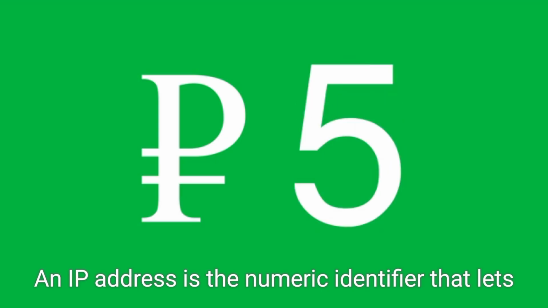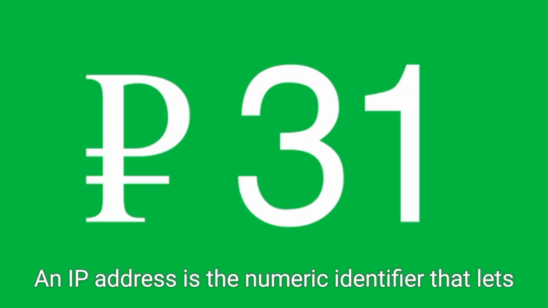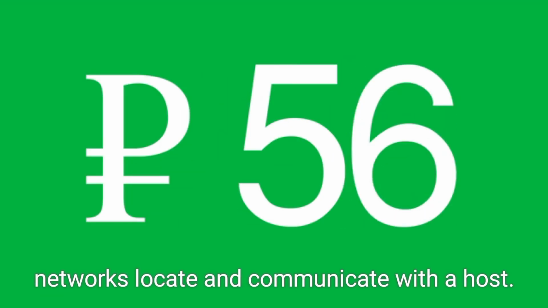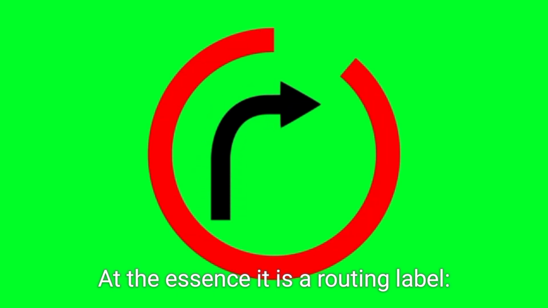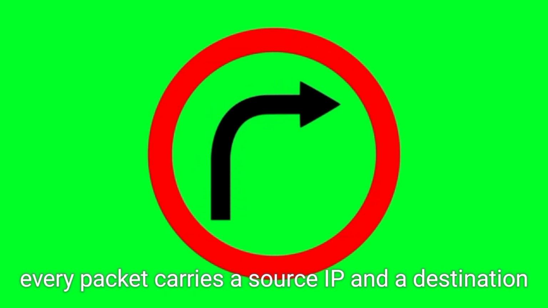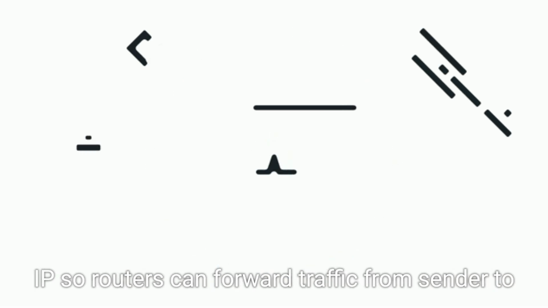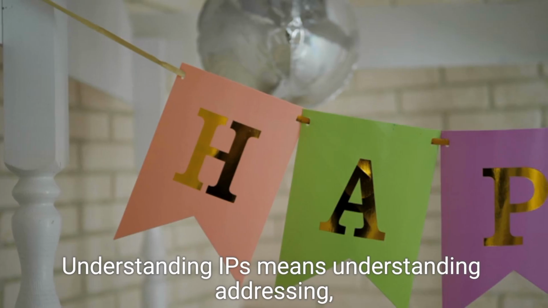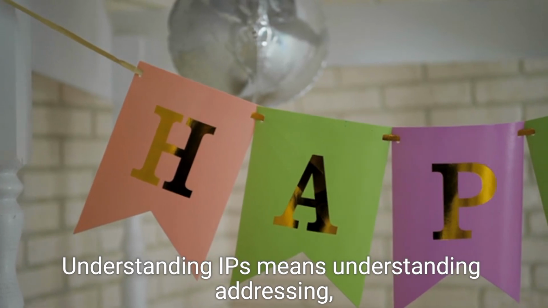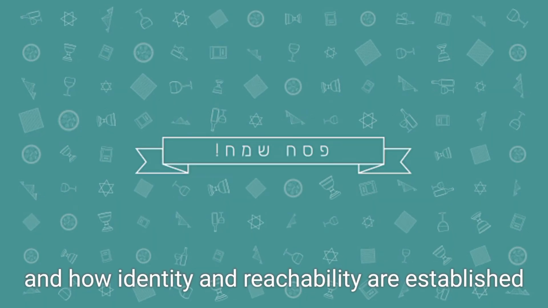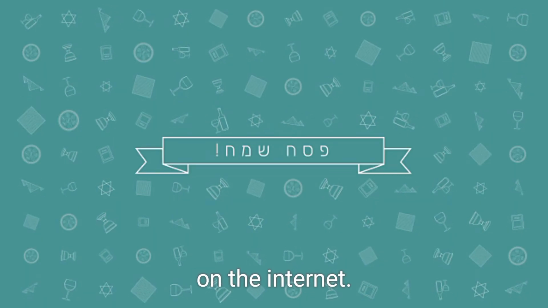An IP address is the numeric identifier that lets networks locate and communicate with a host. At its essence, it is a routing label. Every packet carries a source IP and a destination IP so routers can forward traffic from sender to receiver. Understanding IPs means understanding addressing, routing, and how identity and reachability are established on the internet.